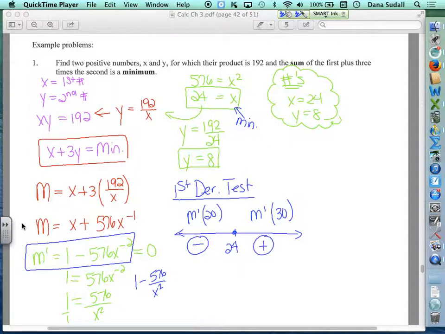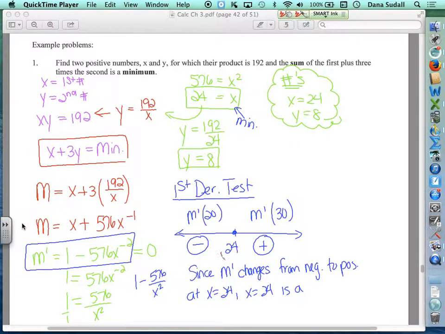And then you need to write a sentence, and that sentence would look like, since m prime changes from negative to positive at x equals 24, think about what's happening here. If it's decreasing then increasing, that's going to make that a minimum.